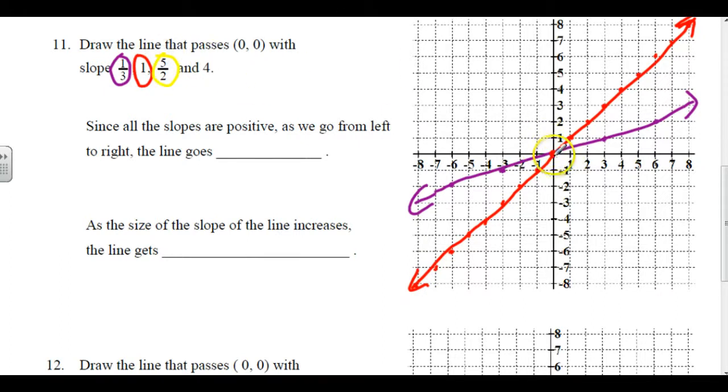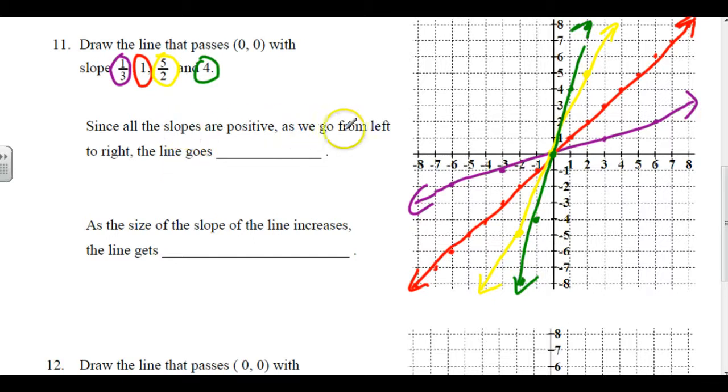Slope of 5 halves, 5 over 2. Go up 5, right 2. Now you notice I can't go up 5 again, but I can go down 5 and left 2. And we can draw that line. And lastly in green, a slope of 4. Go up 4 over 1, up 4 over 1. That's not good enough for me, so I'm going to go down 4, left 1, down 4, left 1. And we'll draw the green line with a slope of 4.